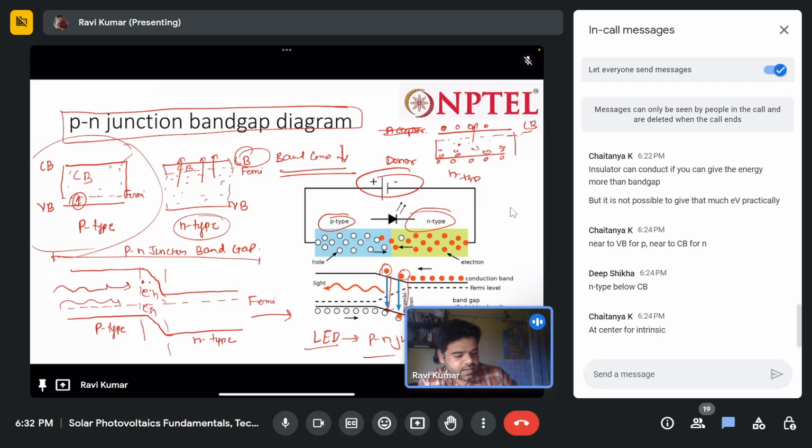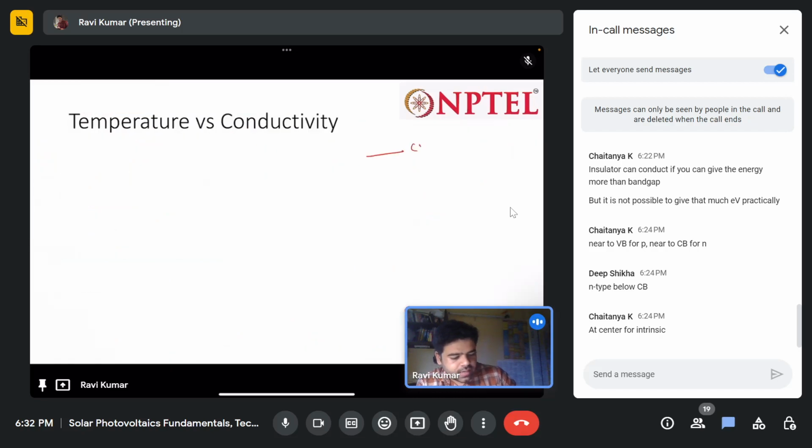If we compare it, we can say conduction band, valence band, here also conduction band and valence band. Sir, it is because of the population of donor atoms, more number of donor atoms are there. Yes, so we can also see it in another way. Yes, sir, now I understood, sir. Okay.